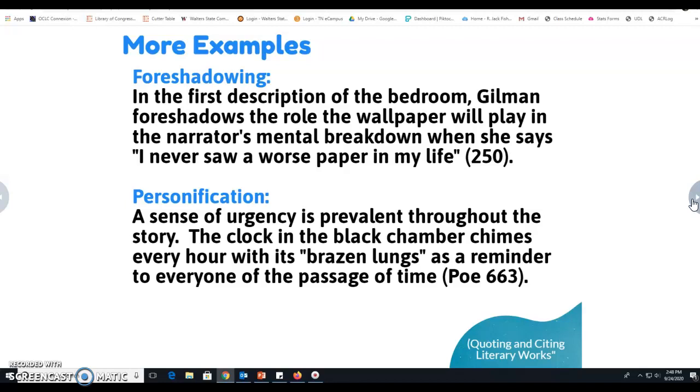And then personification from The Masque of the Red Death. A sense of urgency is prevalent throughout the story. The clock in the black chamber chimes every hour with its brazen lungs as a reminder to everyone of the passage of time. So brazen lungs, giving lungs to the clock, is an example of personification taken from the story.